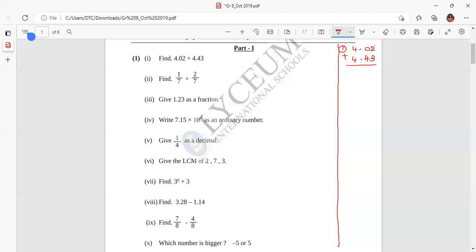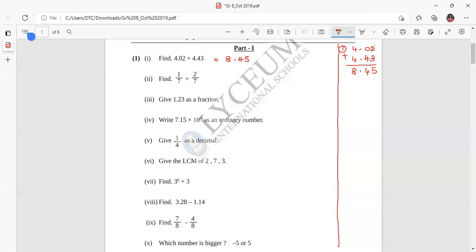Then 3 plus 2 is 5. Then 4 plus 0 is 4. Then 4 plus 4 is 8. The answer is 8.45. Then you come here, put the equals mark and write the answer 8.45. Always write your answers neatly.